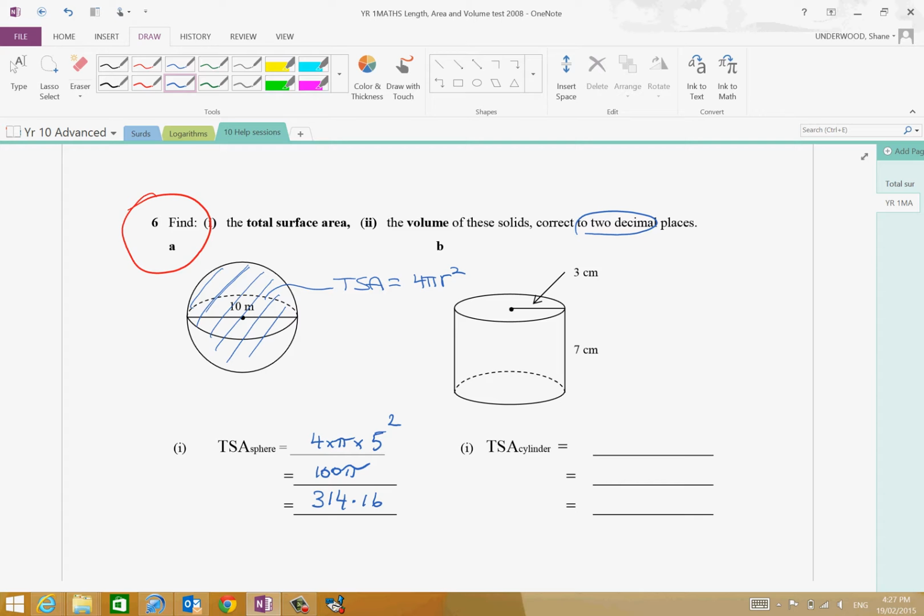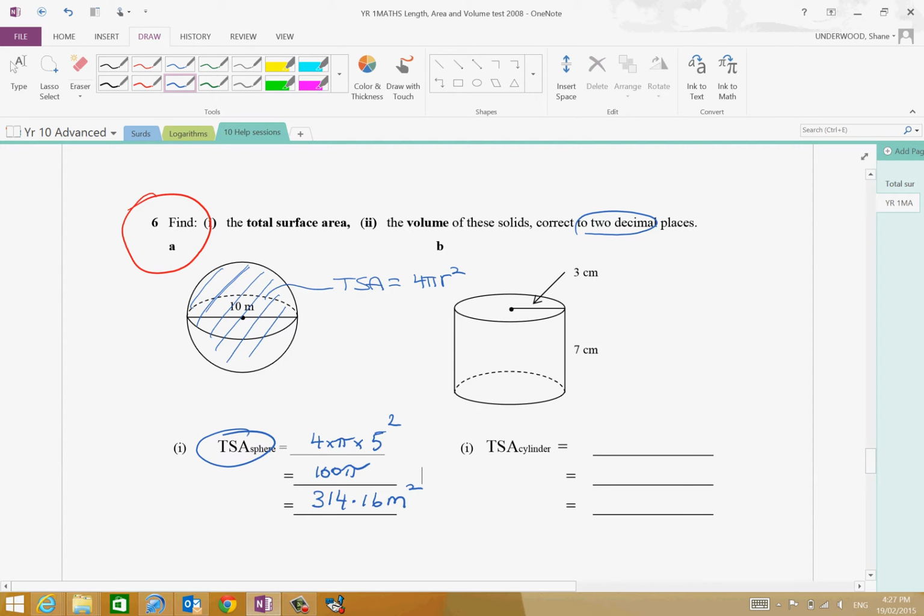So the answer is 314.16 what? Are we in metres? And it's area, so are we looking at squared? Thank you very much. Awesome. Okay, so we've just found the total surface area of that.